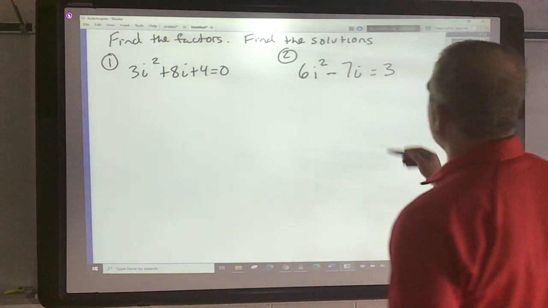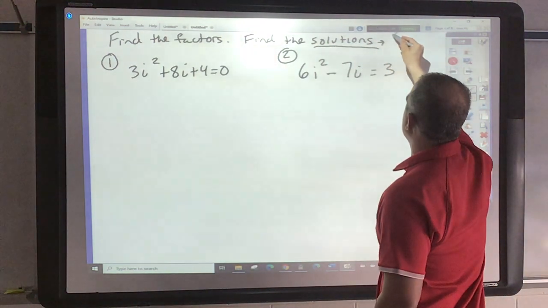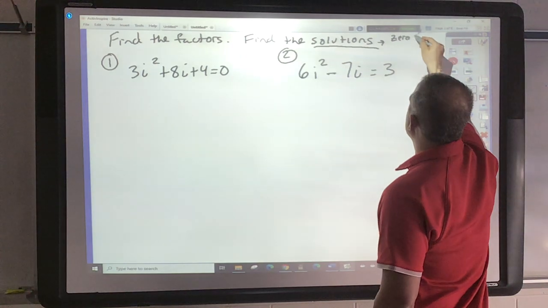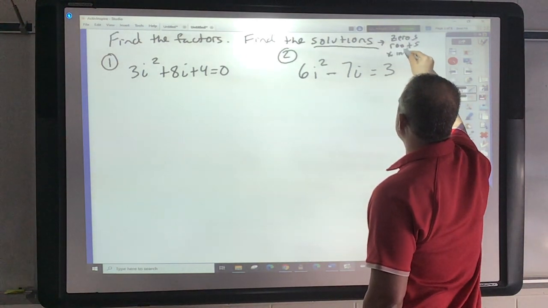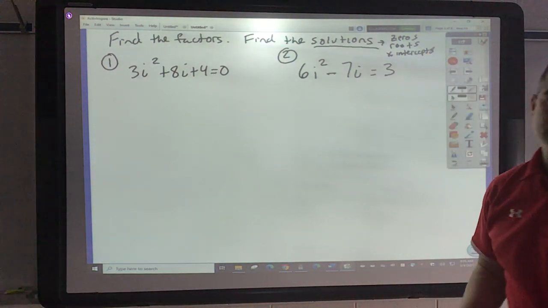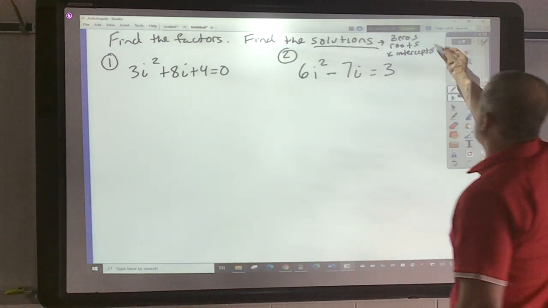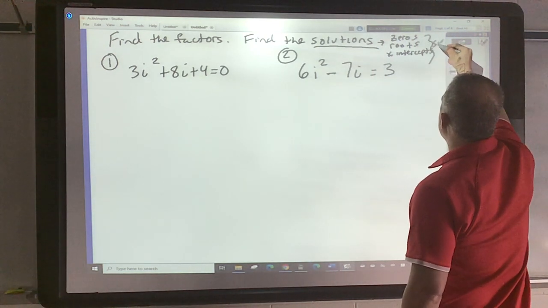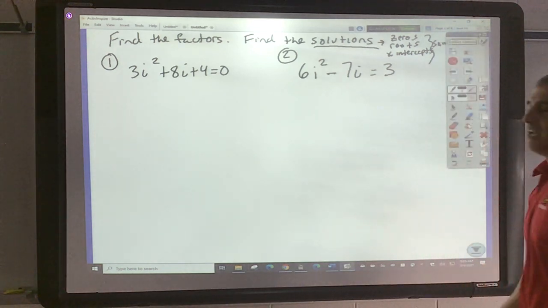Now, one thing that I want to add, there are some words that mean the same thing as solutions. Zeros, roots, and x-intercepts, okay? They all mean the exact same thing. It's where it crosses or touches. So these are all the same. This is where it crosses or touches the x-axis.